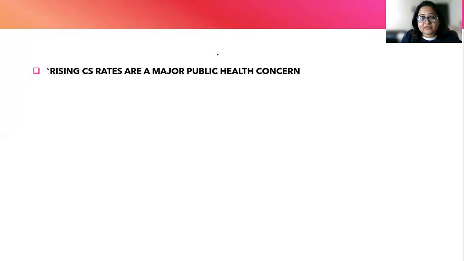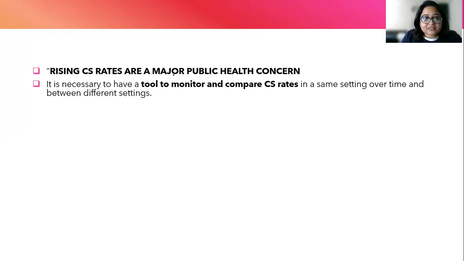Because there was no standard auditing mechanism for cesarean sections or for deliveries in general, the WHO went through multiple classification systems. This Robson classification was already an existing system, but the WHO decided to implement it as a standardized protocol for all institutions to follow, so that it becomes a central classification which everyone follows, and hence statistics can be compared and audited uniformly throughout the world. That is basically the reason behind it. It is necessary to have a tool to monitor and compare cesarean section rates in the same setting over time and between different settings.